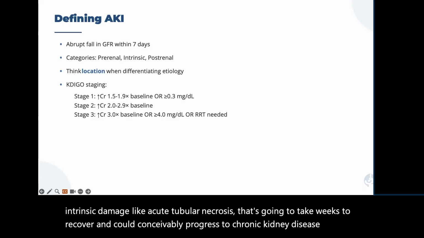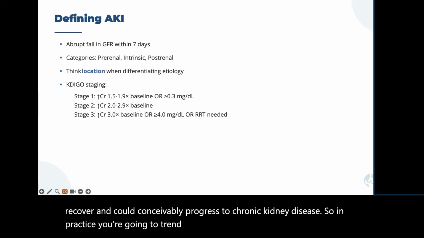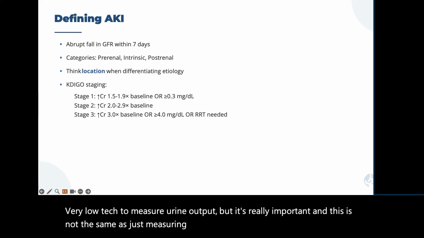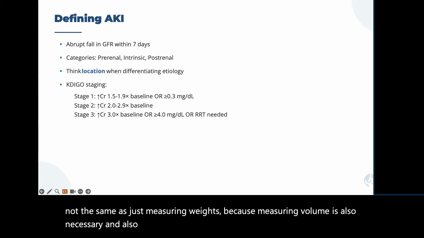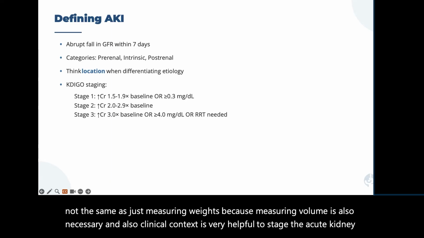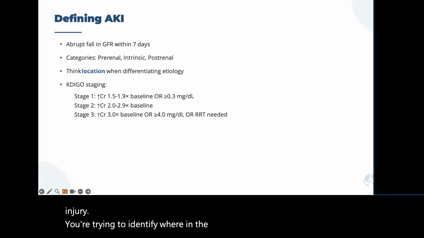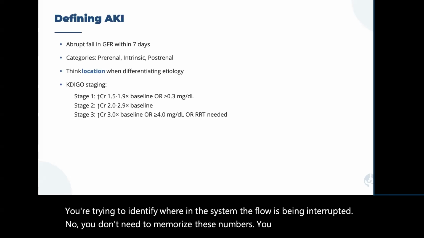So in practice, you're going to trend the creatinine and trend the urine output. Very low tech to measure urine output, but it's really important. And this is not the same as just measuring weights, because measuring volume is also necessary. And also, clinical context is very helpful to stage the acute kidney injury. You're trying to identify where in the system the flow is being interrupted. No, you don't need to memorize these numbers. You should generally be familiar with them.